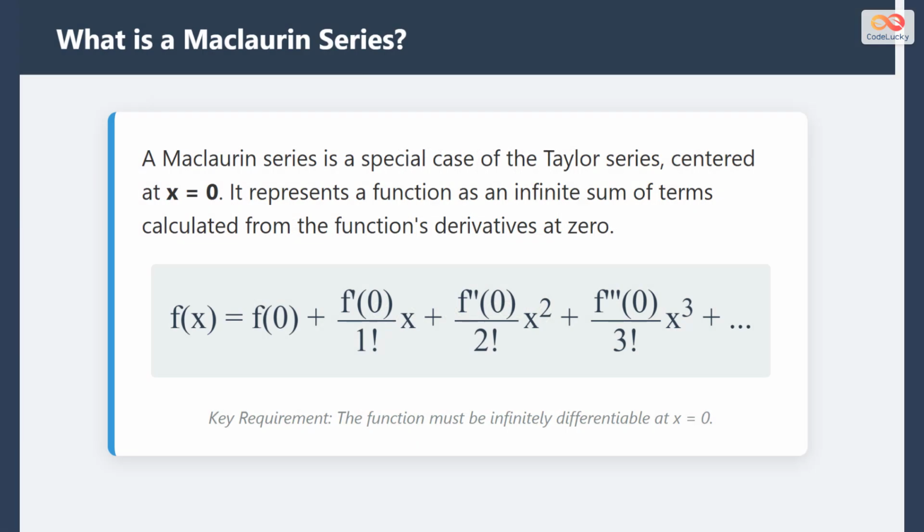First, let's define what a Maclaurin series actually is. It is simply a special case of the Taylor series, where we center our approximation at x equals 0. If a function is infinitely differentiable at 0, we can represent it as an infinite sum of terms involving its derivatives at 0 divided by factorials.